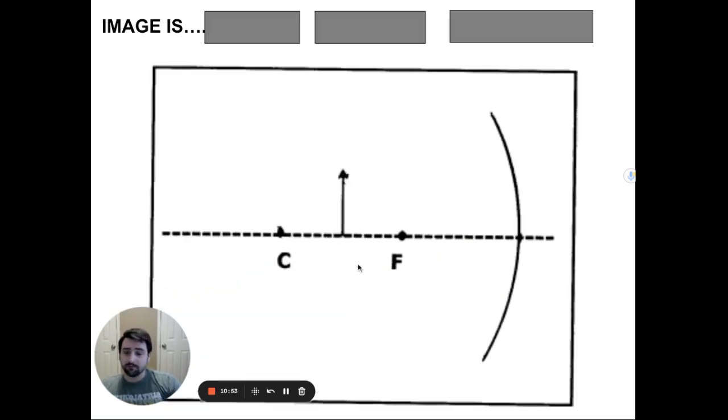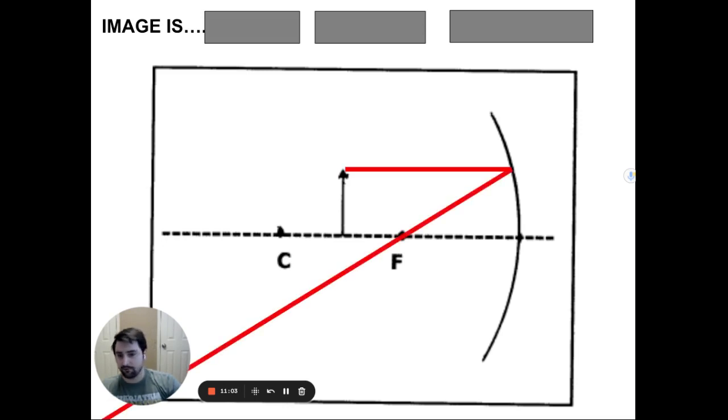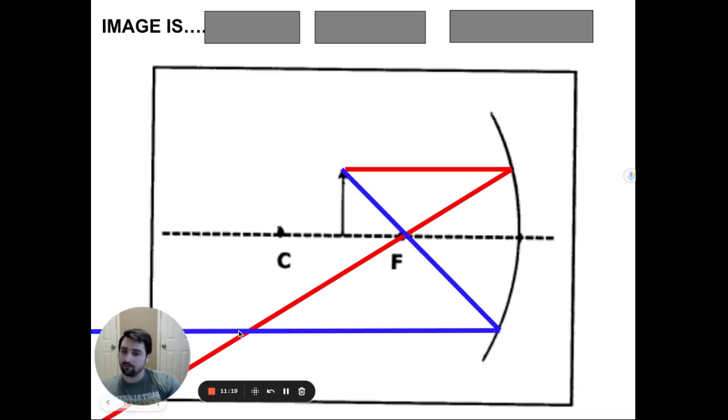So here's number 3, first ray, parallel, bounce, focal. So now my object is in between my center of curvature and my focal length, but the same rules apply. And then my next ray is going to go through the focal, bounce, parallel.